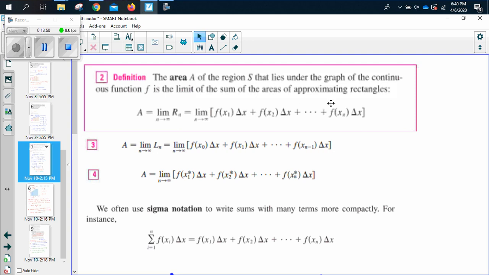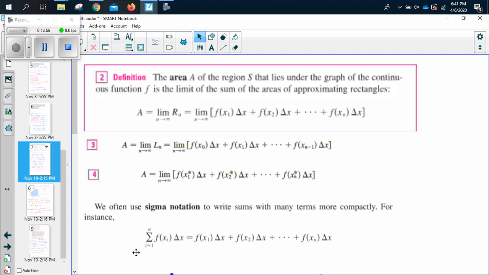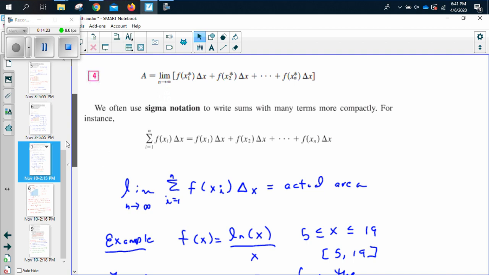Now, instead of writing out the sum this way, we use the Greek letter sigma to simplify this, and this is called sigma notation. So we use sigma, and it says 1 to n. That would be the same thing as summing f of x_i times delta x from i going from 1 to n. So instead of writing this side out, we write it in this shorter notation. And so that means that the limit as n goes to infinity of this sum would be the actual area.